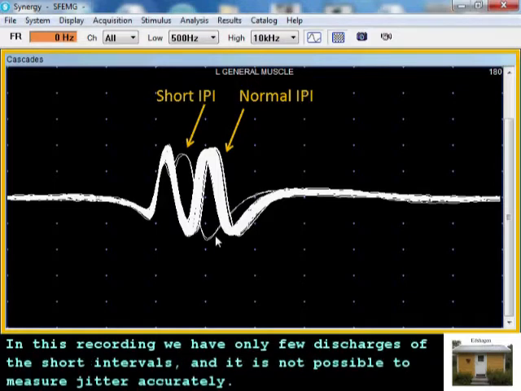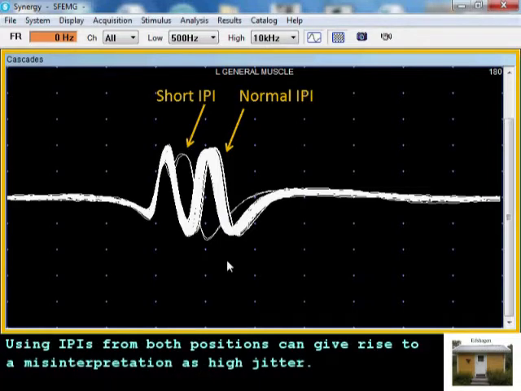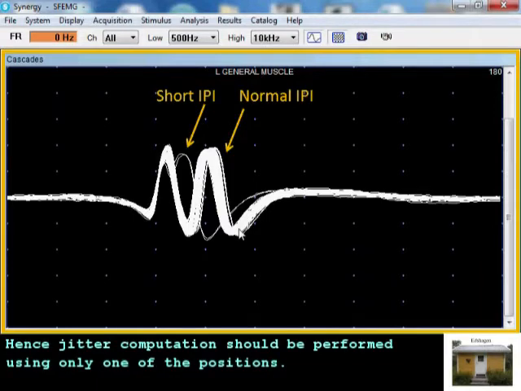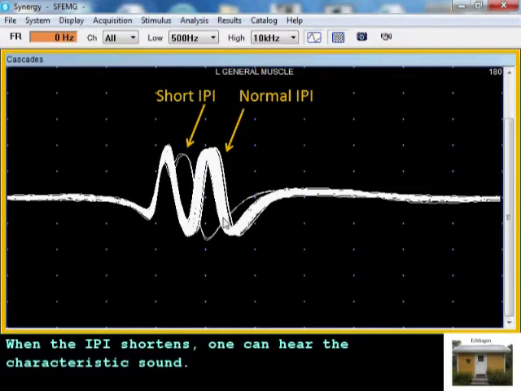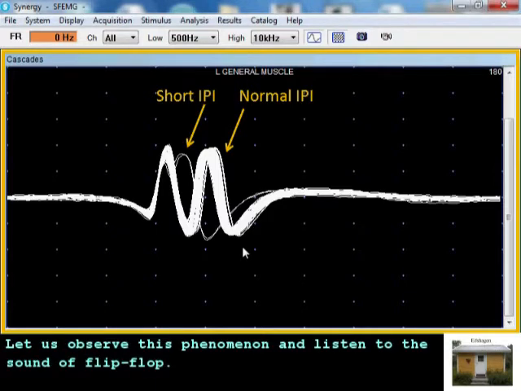In this recording, we have only a few discharges of the short intervals, and it is not possible to measure jitter accurately. Using IPIs from both positions can give rise to a misinterpretation as a high jitter. Hence, jitter computation should be performed using only one of the positions. When the IPI shortens, one can hear the characteristic sound. Let us observe this phenomenon and listen to the sound of the flip-flop.